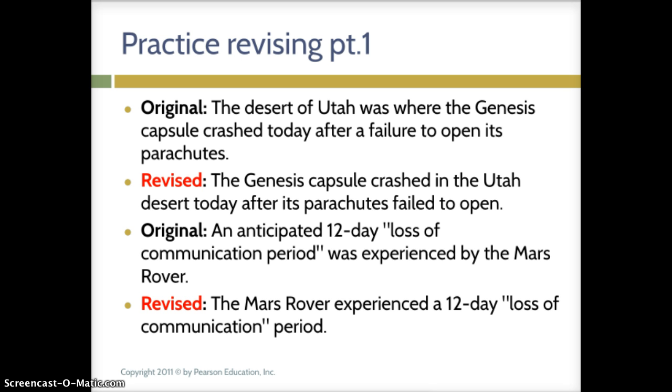Here's an original sentence. The desert of Utah was where the Genesis capsule crashed today after a failure to open its parachutes. In order to line up the subjects, we could revise it to say, the Genesis capsule crashed in the Utah desert today after its parachutes failed to open. And we can see that it's much easier to read and understand. Here's another example. An anticipated 12-day loss of communication period was experienced by the Mars rover. Revised, the Mars rover experienced a 12-day loss of communication period. So you can see that the subject is coming early in the sentence, followed by the verb.